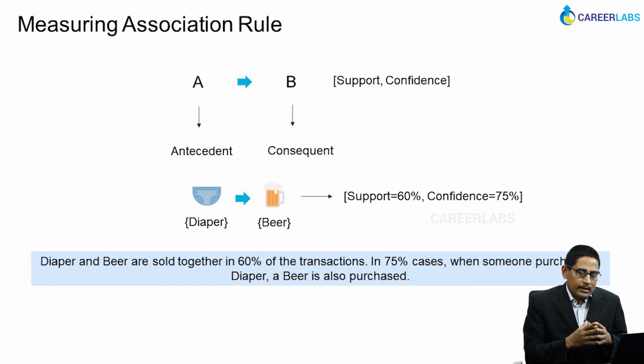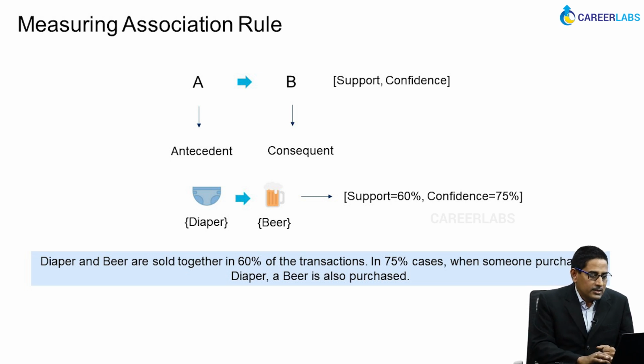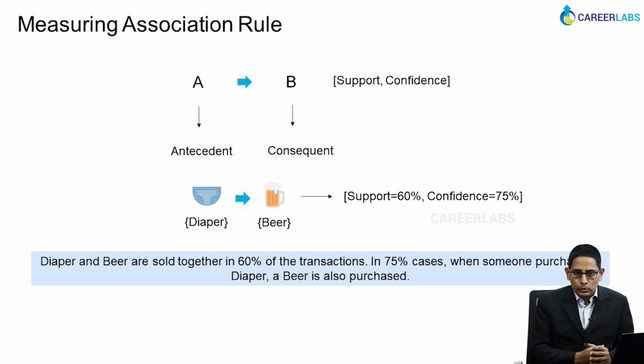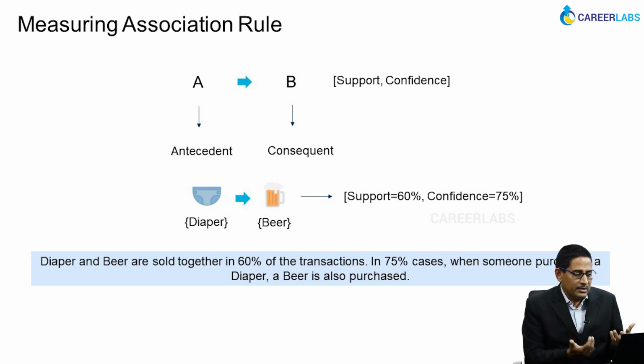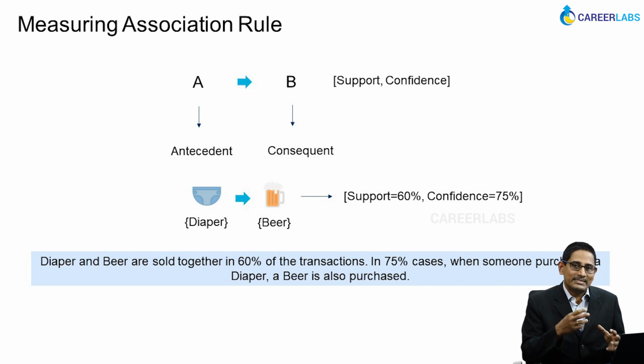And this again gives us an understanding of measuring the association rule of if A then B, which in the terms of data science is termed as antecedent and consequent. If I'm buying A, then I'm buying B, right? So in this case, diaper to beer. And there are certain measuring rules or confidence measures that have been used here. There's something called as support, there's something called as confidence. Now here in this example, support is 60% and confidence is 75%.